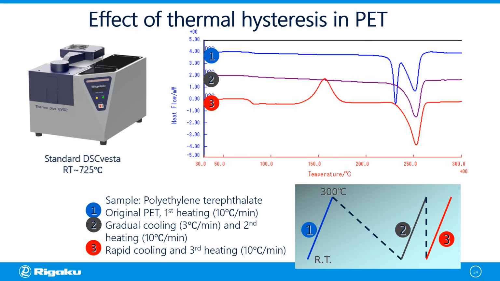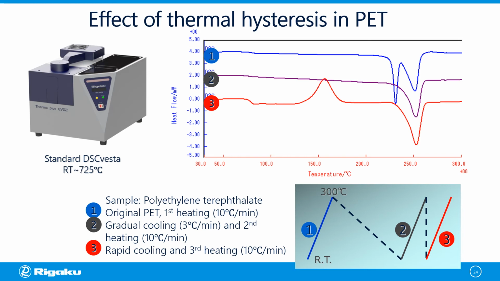The red curve shown at the bottom is the PET material after rapid cooling, where we can observe a baseline shift near 70 degrees centigrade due to glass transition, an exothermic peak near 150 degrees centigrade due to crystallization, and an endothermic peak near 250 degrees centigrade due to melting.